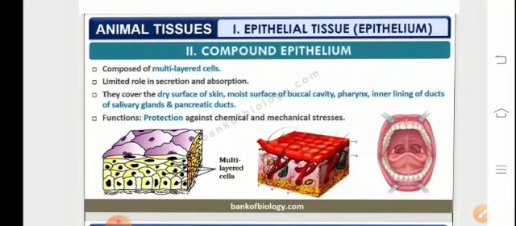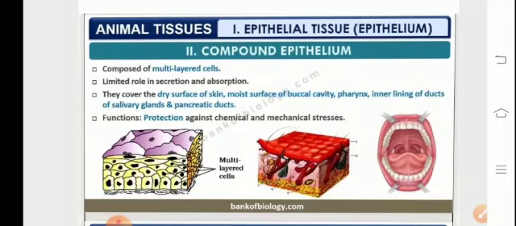Next, the compound epithelium basically comprises multi-layered cells. There are many layers of cells present, and it has a limited role in secretion and mechanical stress. It is of two types, the transitional epithelium and the stratified epithelium. The function is to give protection. They are present in the skin, in the buccal cavity in the mouth region, and in the salivary gland.